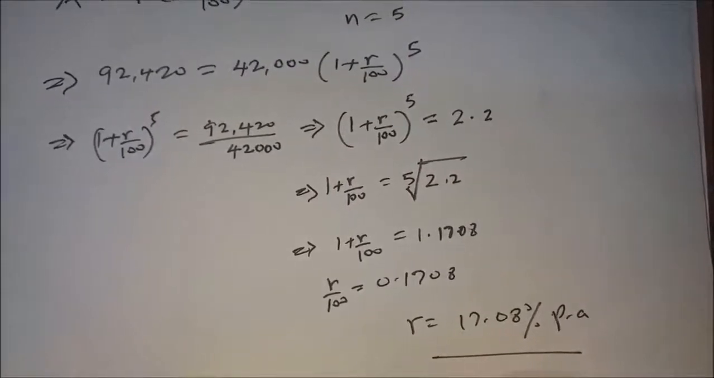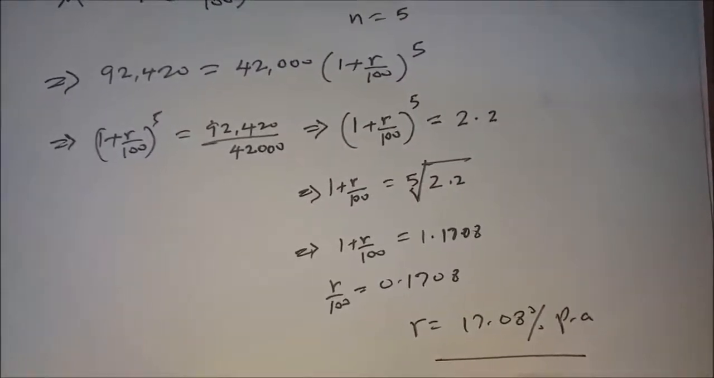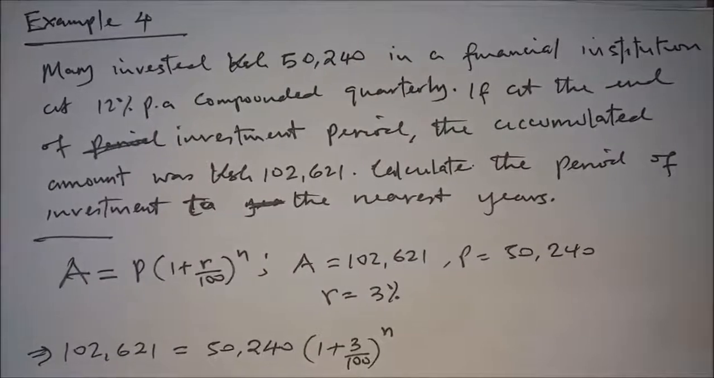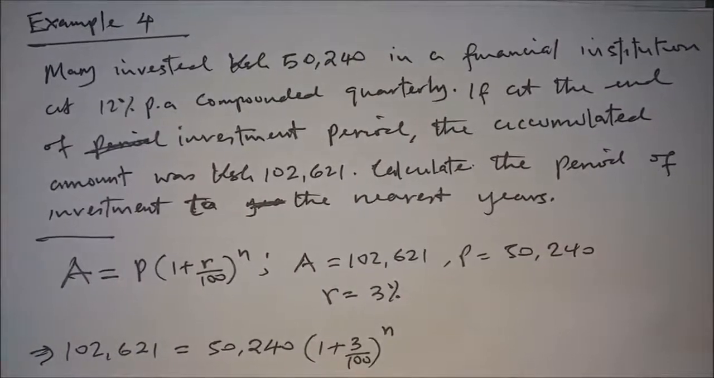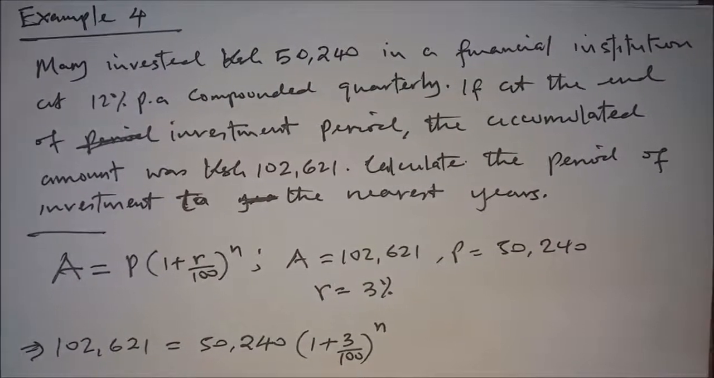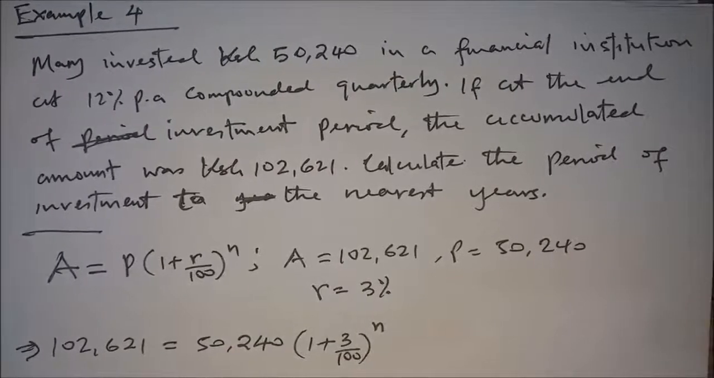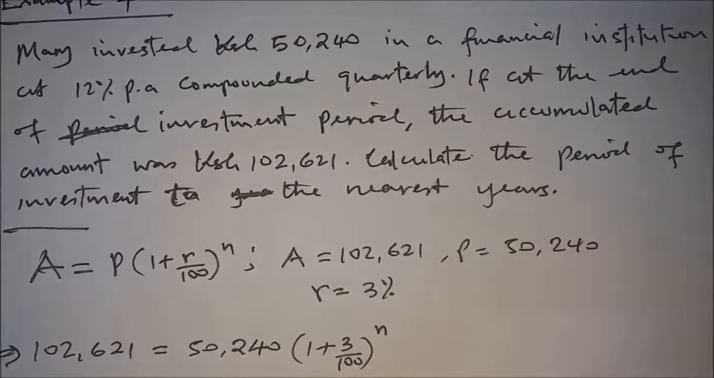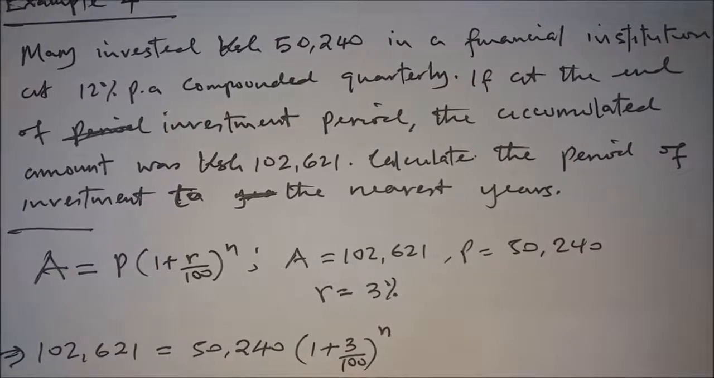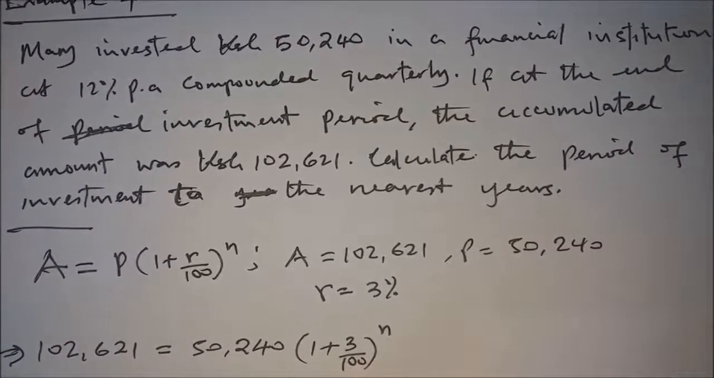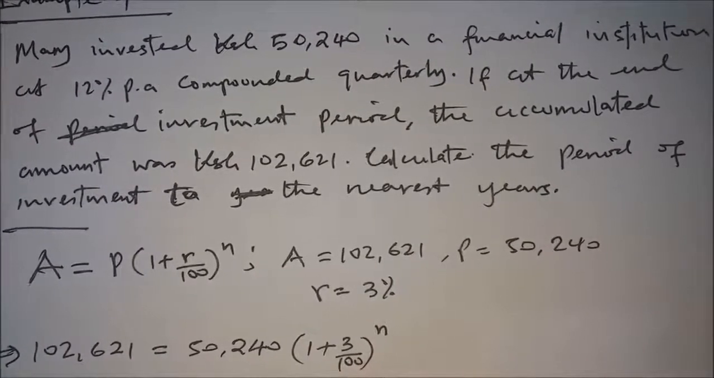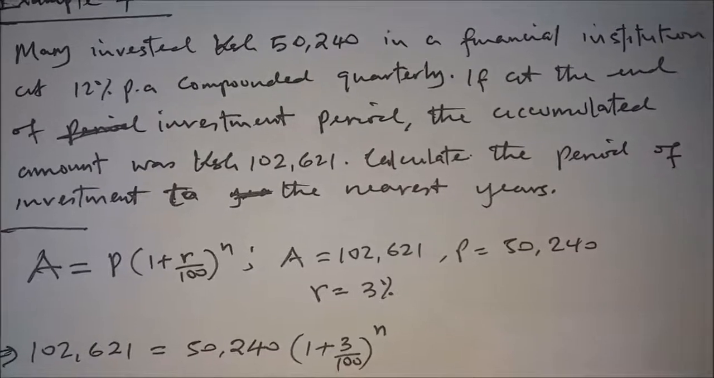That is example number 4. The fourth example: Mary invested 50,240 in a financial institution at 12% per annum, compounded quarterly. If at the end of the investment period, the accumulated amount was shillings 102,621, calculate the period of investment to the nearest years.